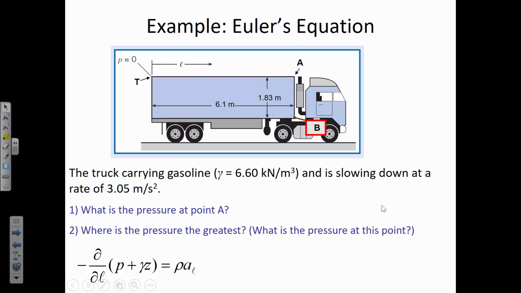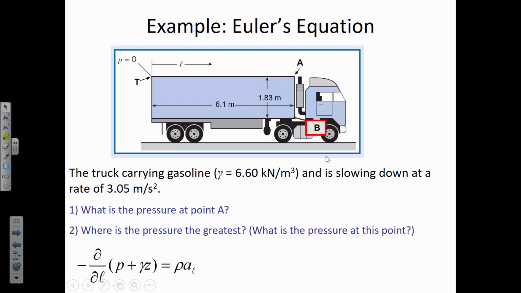So here's what we can do. We can apply Euler's equation between any 2 points, as long as the acceleration is just in one direction, then we can apply it between any 2 points directly. So we know now the pressure at T and the pressure at A. So we could apply Euler's equation from T towards B or from A to B. And we'll get the right answer either way.